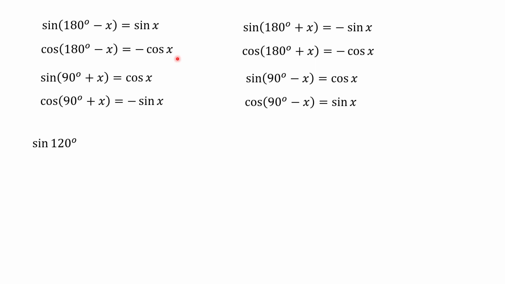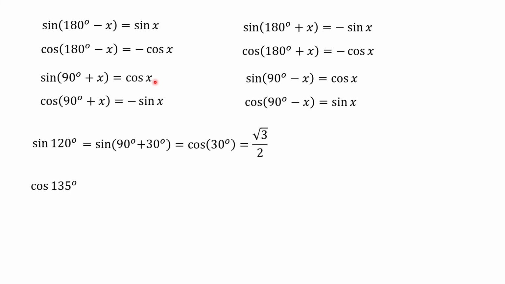So for example, if somebody asks you to find the sine of 120 degrees, you can quickly say, well, 120 degrees is 90 plus 30. So we're looking at sine of 90 degrees plus 30 degrees. In this case, we're going to look at this formula, sine of 90 plus x, and we know it's cosine x. So it should be cosine of 30 degrees, and we already know cosine of 30 degrees is square root of 3 over 2.